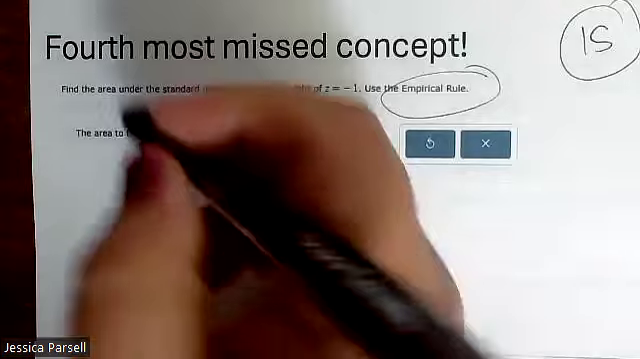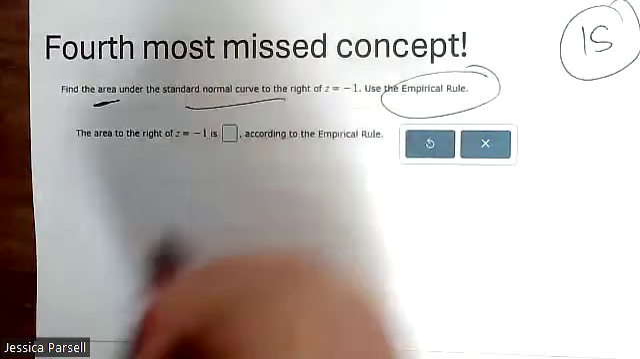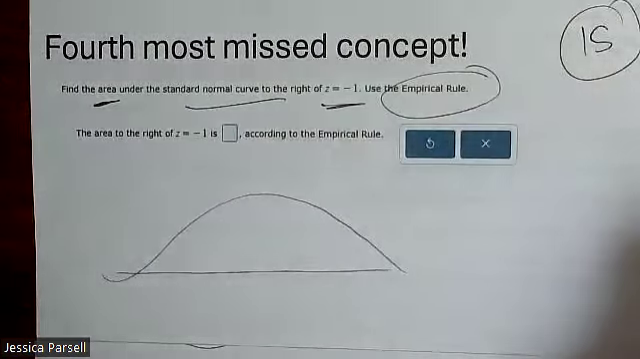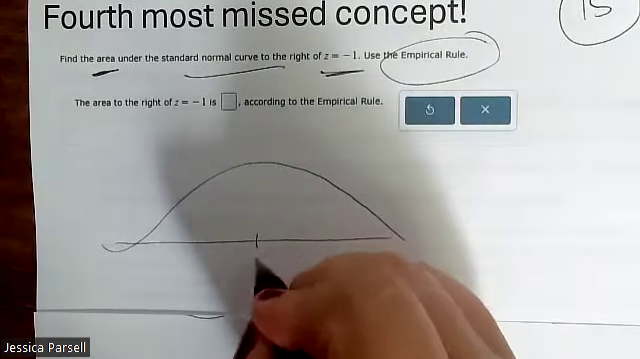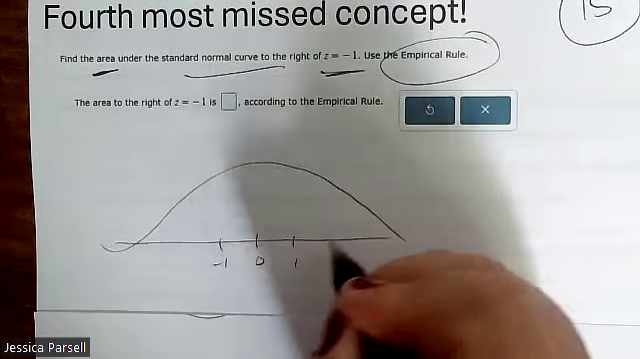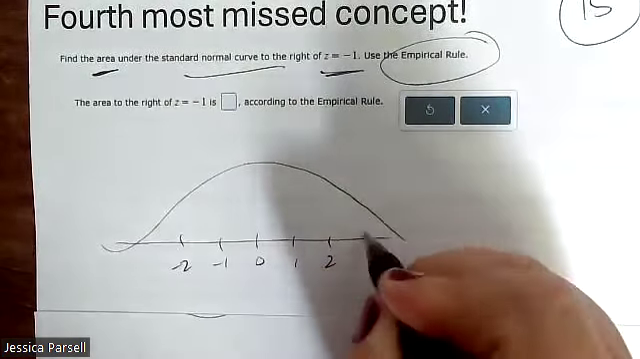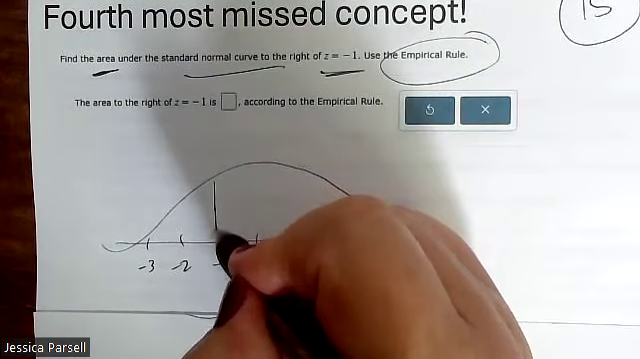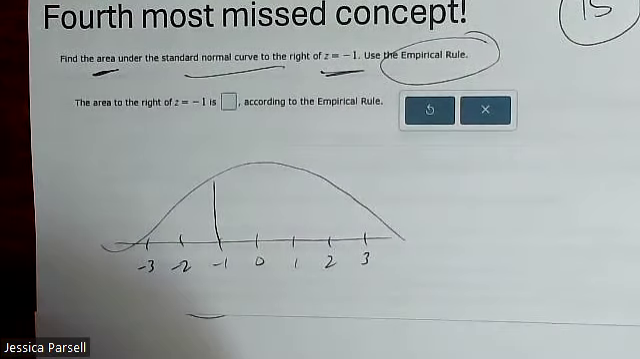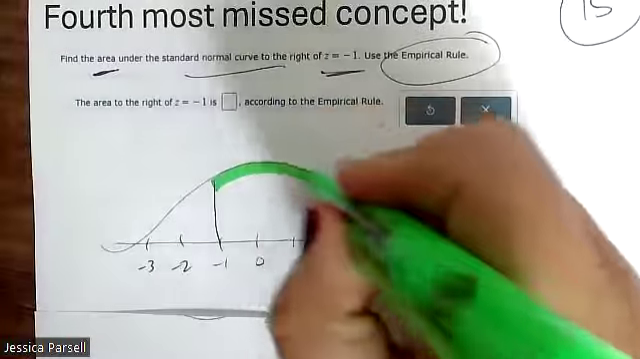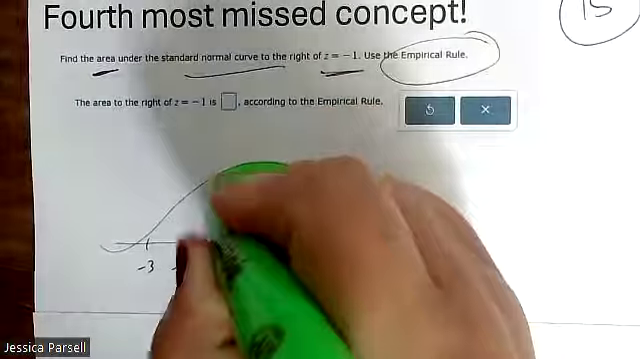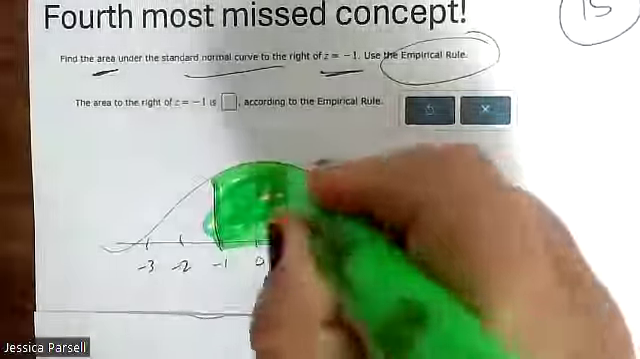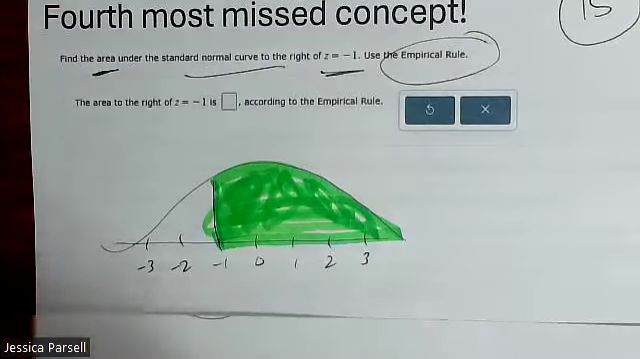All right, find the area. Okay, so area under the standard normal curve. Draw that out. To the right of z equals -1. Okay, we got this. So let's mark this out. So to the right of z equals -1 they want to know the area here. Now notice they use the word area instead of probability. So we're going to want to give this in a decimal form, not a percentage form.